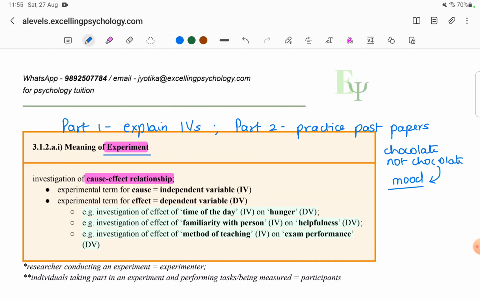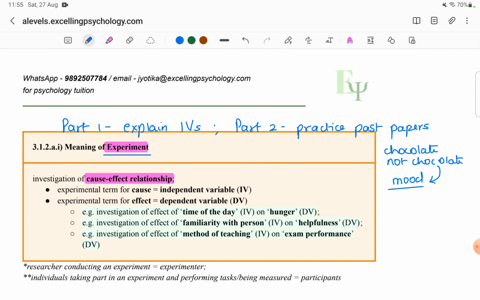So there you have it. That's an experiment. Experiments are as simple as that. As long as you are looking into what is the reason behind something or why something is occurring, the kind of study that you're conducting will be called an experiment.